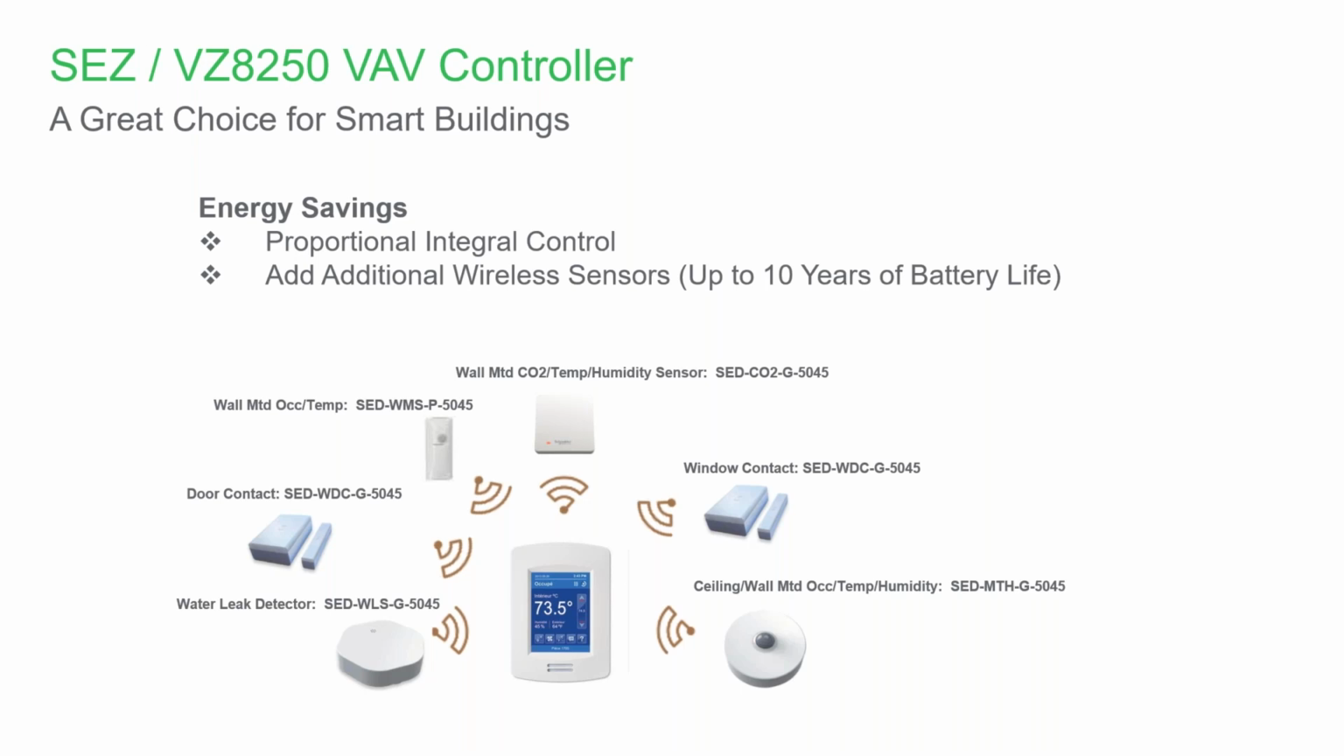And here are some examples of the devices that we offer, right? There's a door contact and a window contact. There are two different occupancy sensors, one a ceiling mount and the other a wall mounted one. And then we have a CO2, temperature and humidity sensor and a water leak detector as well. All of those things come back to this device and report data into it.